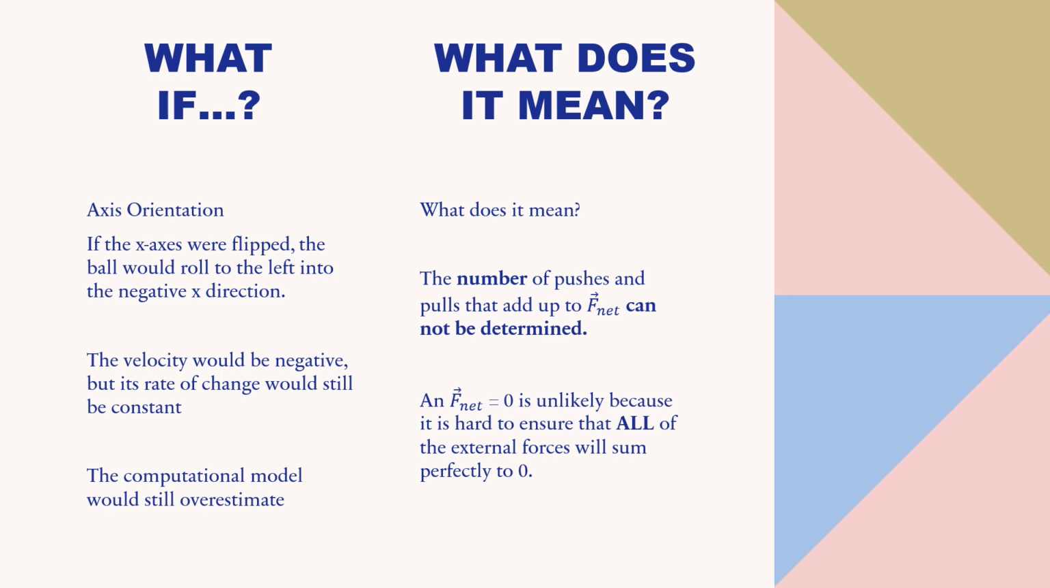For the what-if question, if the x-axis were flipped, the ball would roll in the negative x direction. However, the distance between points wouldn't change, so the magnitude of the velocity wouldn't either, just its direction. The computational model would still overestimate, but it would predict that the ball would be further to the left.